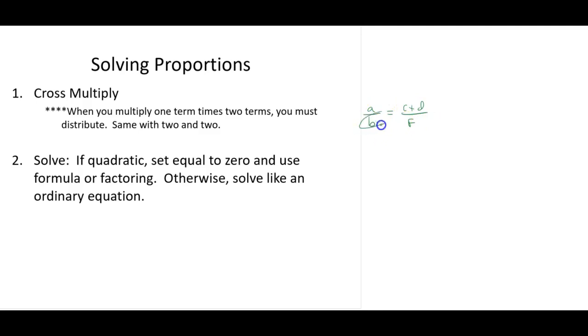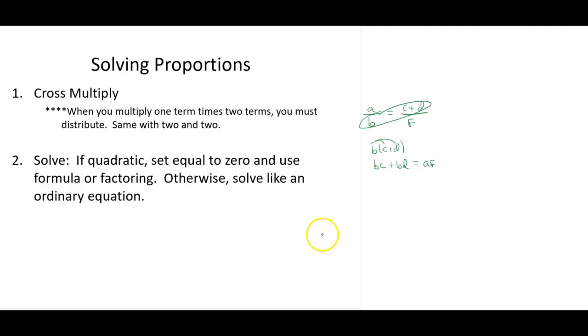right? When I cross multiply this way, I have to do B times C plus D, which means I have to distribute. BC plus BD equals, cross multiply the other way, and I get AF.